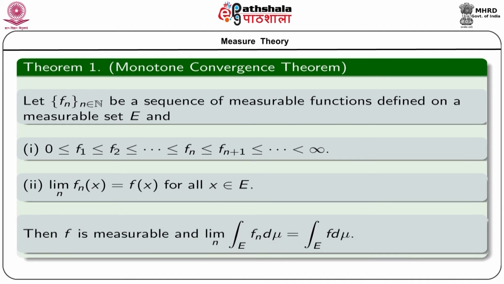Then the conclusion of the monotone convergence theorem is that the limit function f should be measurable, and again the Lebesgue integral of f over E is obtained as the limit of the integrals of Fn over E, that is, limit n integral over E Fn dμ is equal to integral over E f dμ.